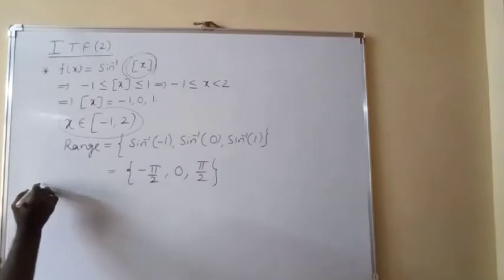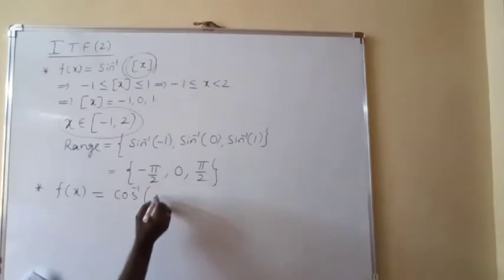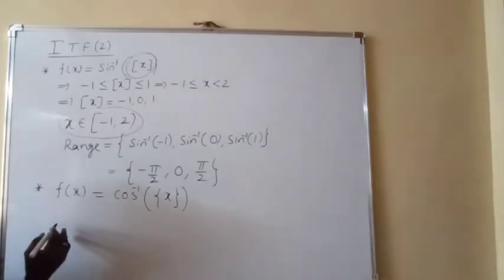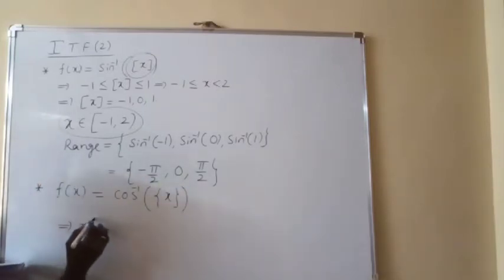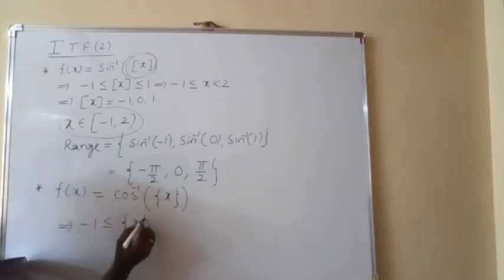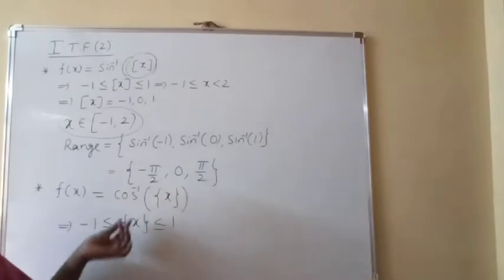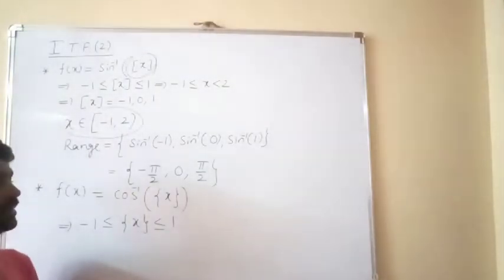Next, the same model problem: find the domain and range of f of x is equal to cos inverse of the fractional part of x. First you find the domain. Cos inverse of something is defined when this something lies between minus 1 and plus 1. So minus 1 is less than or equal to the fractional part of x, which is less than or equal to 1. Now, if you take any real number, its fractional part always lies between 0 and 1, and hence it lies between minus 1 and 1 also. That means cos inverse of the fractional part of x is defined for every real number.